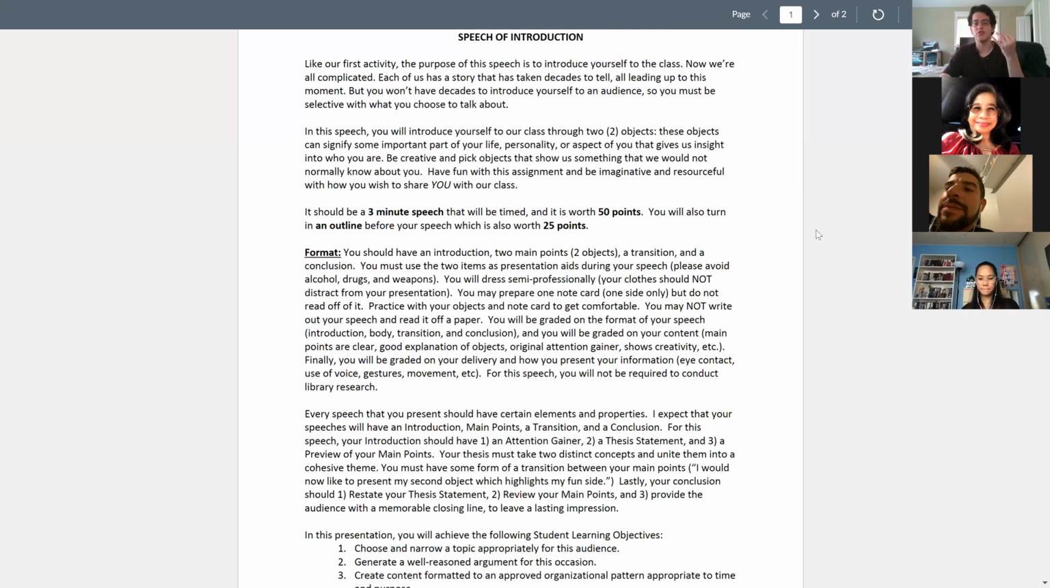And then you have 2 main points, each about 1 object. There you want to go a little bit more in depth, not necessarily about the object, but about what the object represents. So you can talk about the object, but you can also tell us how you found the object or how you came into possession of the object. You can tell us a story related to the object. You can tell us a story related to whatever area of your life the object comes from, and so on.